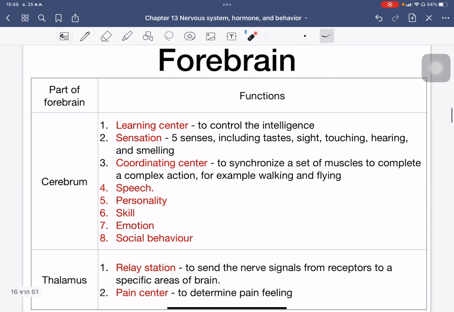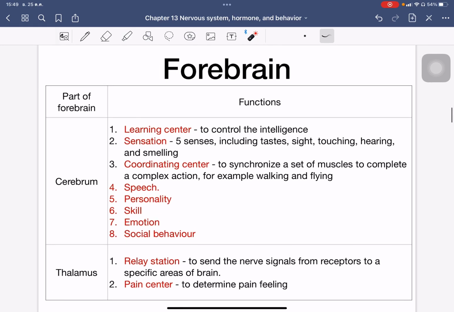Okay, the functions of the forebrain. The forebrain basically takes control of the learning center, and relates to the intelligence of the human, and controls the five senses of the stimuli, including taste, sight, touch, hearing, or even smelling, and relates to the sensory organs. Okay, and it coordinates and synchronizes different sets of muscles.